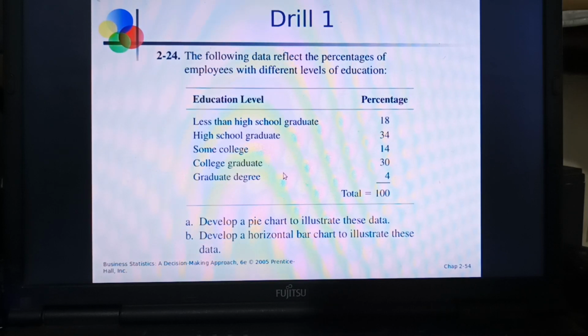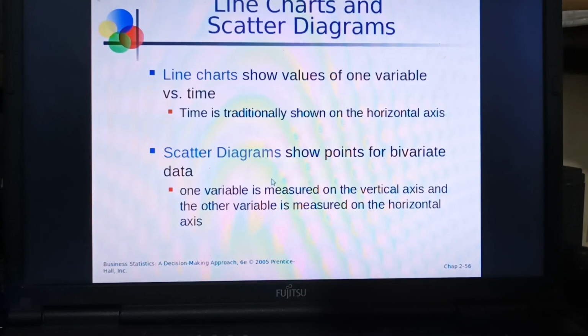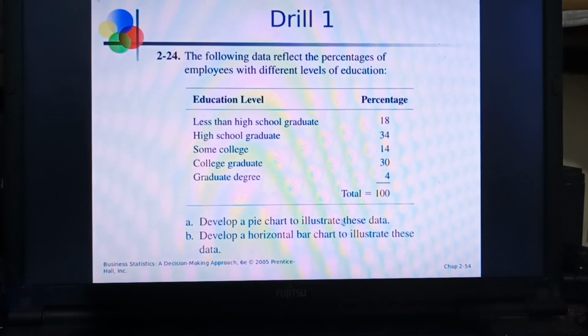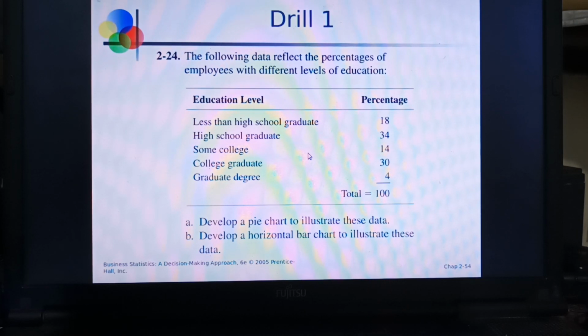Now, the task here is A, develop a pie chart to illustrate these data, and B, develop a horizontal bar chart to illustrate the same data. You will do this in your lab later.